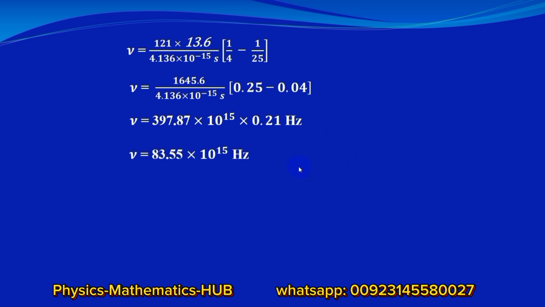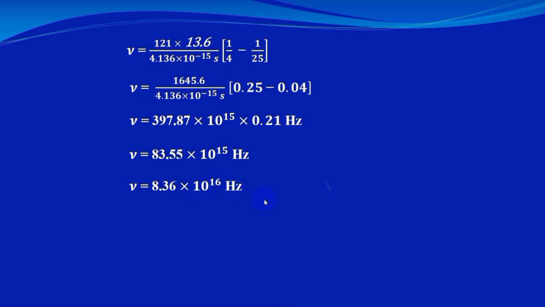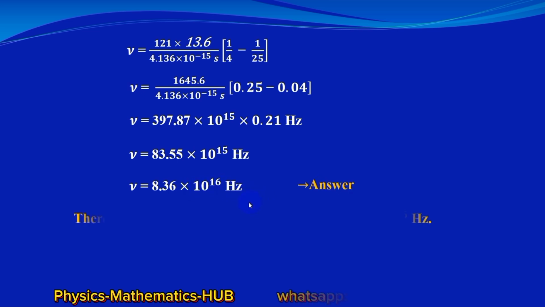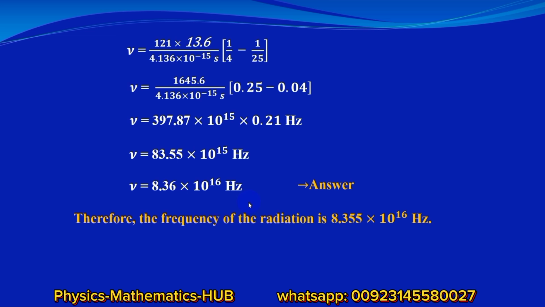After finding the product, we get 83.55 multiplied by 10 to the power 15 hertz, and in scientific notation we can write this as nu is equal to 8.36 multiplied by 10 to the power 16 hertz. Therefore, the frequency of the radiation is 8.355 or 8.36 multiplied by 10 to the power 16 hertz.